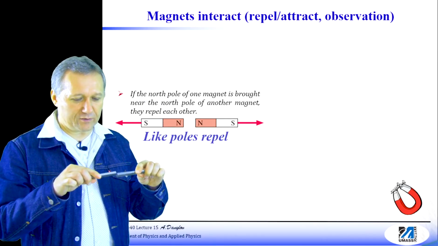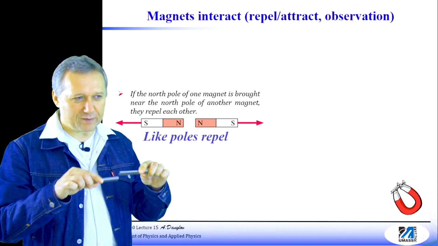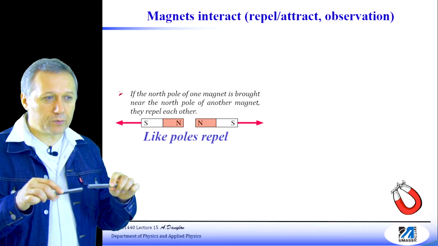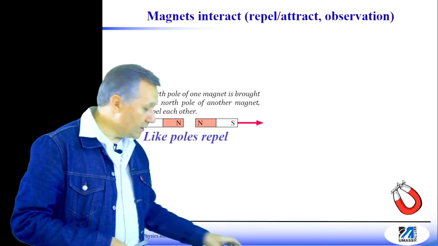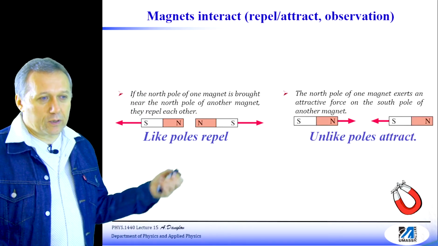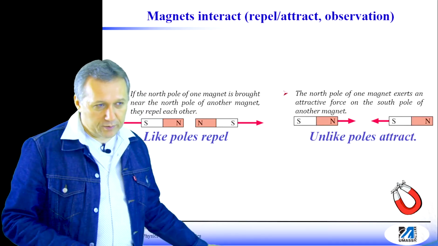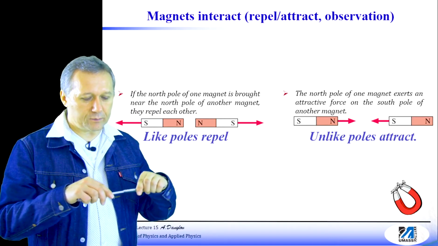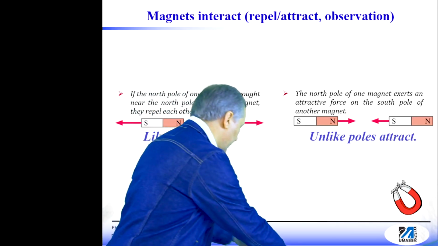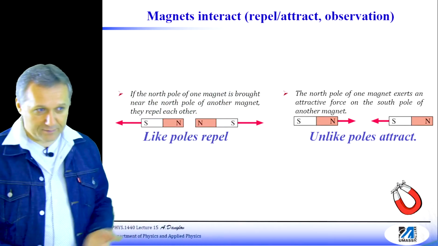If I try, I can push them together, but it's difficult. We all play with magnets, you know what I'm talking about. So like poles repel. That's just an observation. And of course, unlike, opposite poles attract. If I flip this, it's very simple, they attract. These are just observations which must be stated.